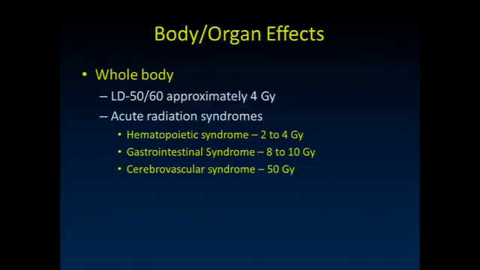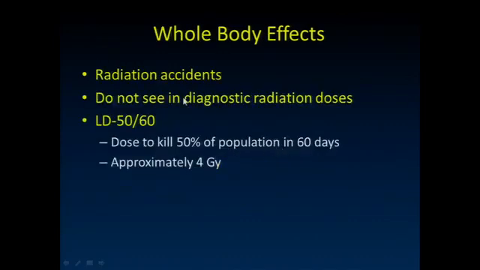These whole body effects, the lethal dose that would kill 50% of the population at 60 days is approximately 4 gray in humans, right? And this is nothing that anyone would ever be exposed to as part of a radiologic procedure. These are really radiation accident levels, right? So acute radiation syndromes, you really suppress the bone marrow with values in that 2 to 4 gray range. Your gastrointestinal syndrome, 8 to 10 gray, where you really just slough the entire mucosa of your gastrointestinal system. And these cerebrovascular systems, where unfortunately you get this terrible cerebral edema and really die from that typically in a matter of hours.